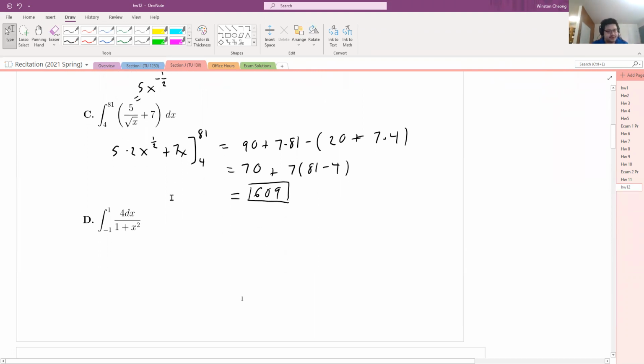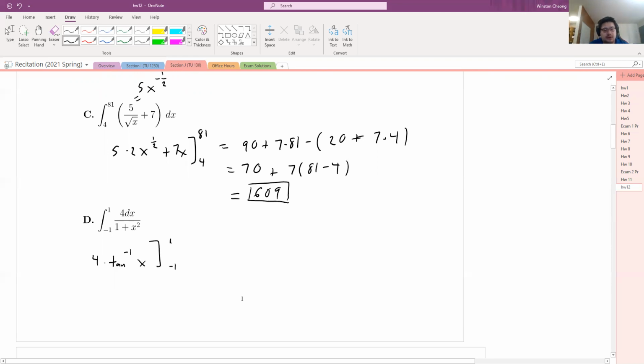Okay. And now for D, well, that 4 you can pull out of the integral. Okay. And then when you do that, hopefully you see that the inside, this 1 over 1 plus x squared, you can think through the derivative rules that you know about, and with enough practice, it should be immediately clear that this is inverse tangent. So you have inverse tangent function inside, and you want to evaluate this from -1 to 1.